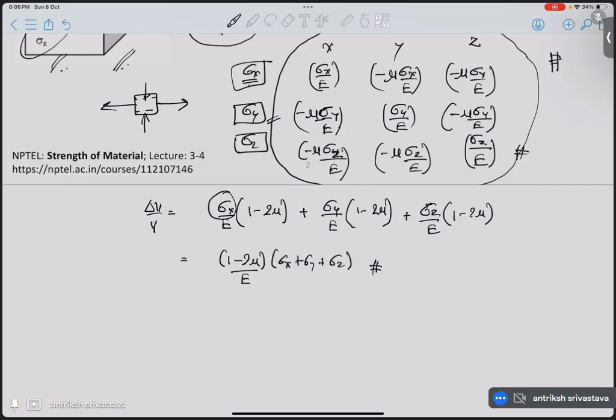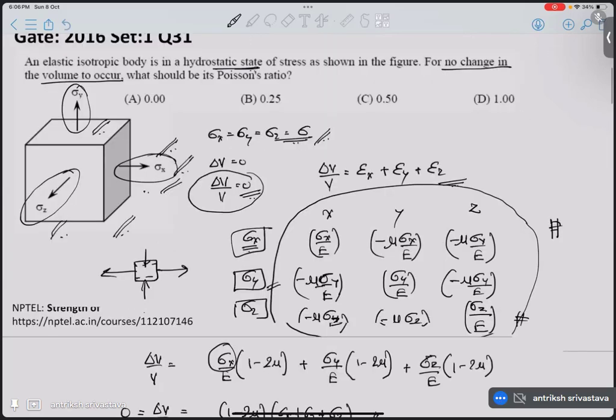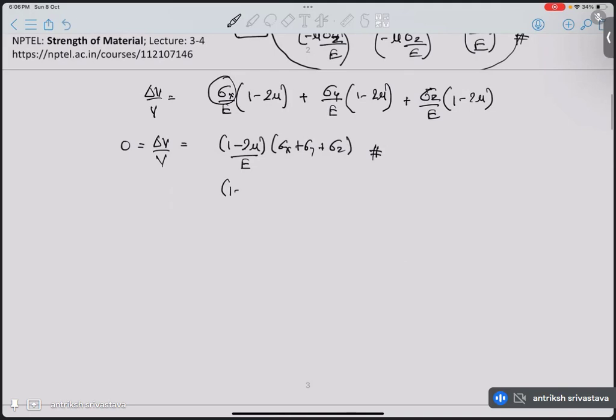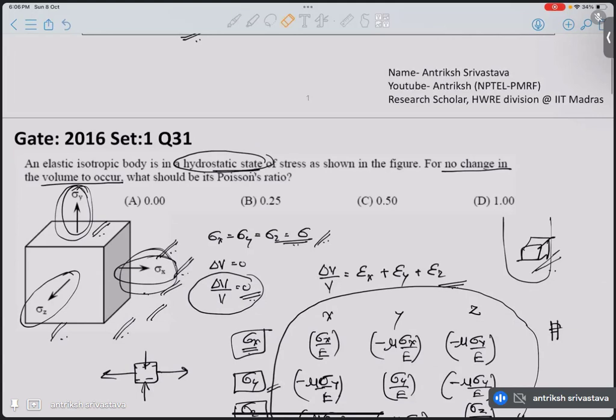Here, something like this. What is given to us is that this volumetric strain is 0. Since this body is in hydrostatic state and the stress applied by the fluid in which this body is submerged is not 0, we have to put 1 minus 2 nu is equal to 0, which gives us nu is equal to 0.5. So the question is asking what Poisson ratio a body should possess such that when it is in hydrostatic state there is no volumetric strain. The answer is 0.5.